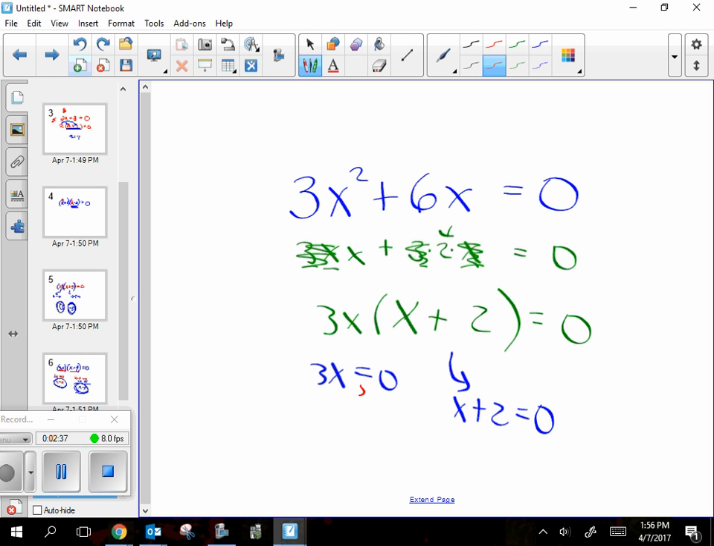And this one I can solve in my head, but I'll show you the work just in case. Divide by 3, x equals 0. Minus 2, x equals negative 2.